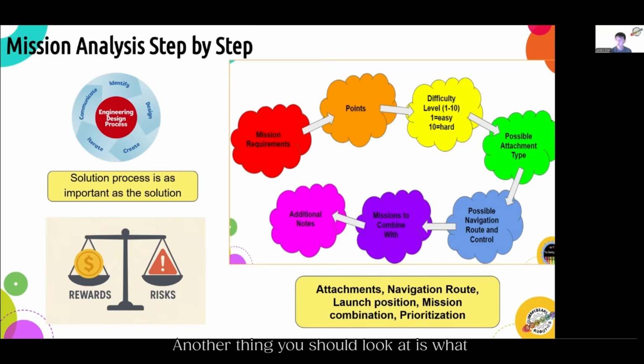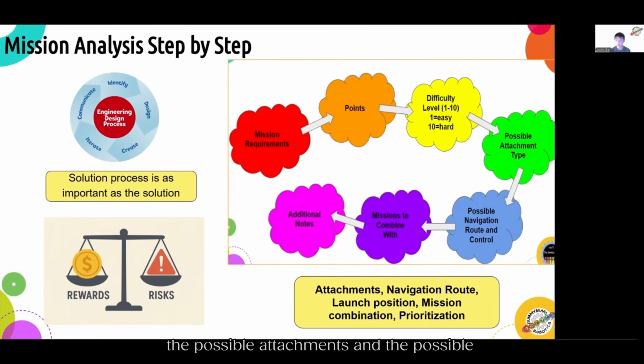So another thing you should look at is what attachments you could use to solve the mission in each task. After that, you should see how you want to navigate to the mission and what techniques you want to use. Using the possible attachments and the possible navigation, you could then determine which missions would be likely to combine with, so missions that are closer by or could use the same mechanisms or same attachments to solve. So finally, if you have any additional notes specific to each mission, you can add them if necessary.